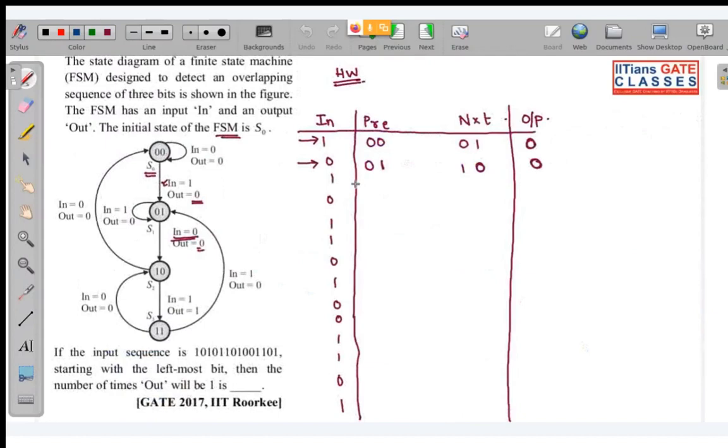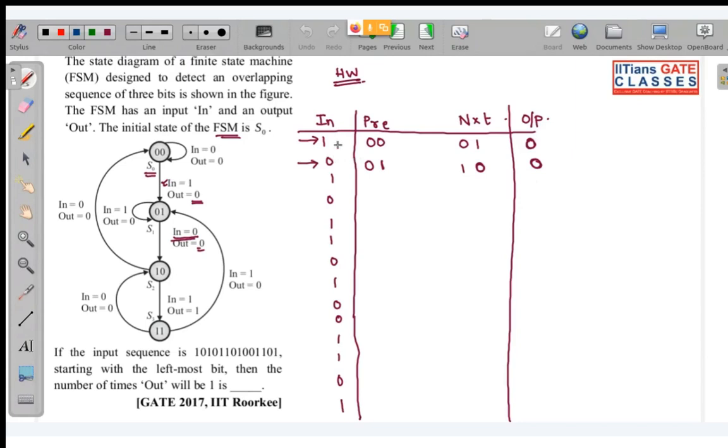What was the answer for this question? What answer did you get over here for this one? Answer is 4. Very good. So 4 is the correct answer. 4 is the correct answer for this question.